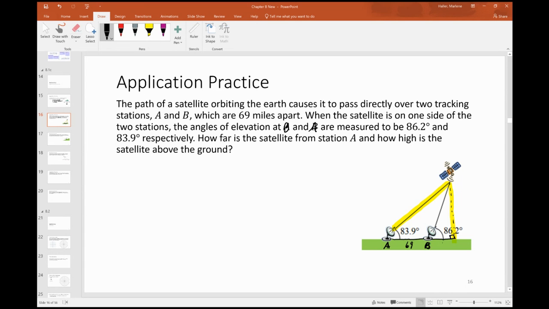So let's start with this obtuse triangle and see if we can solve for both the missing sides, because one of the missing sides is that distance from station A, and the other missing side will give us something to work with to find the height, if we deal with that second triangle, to find the height of the satellite.